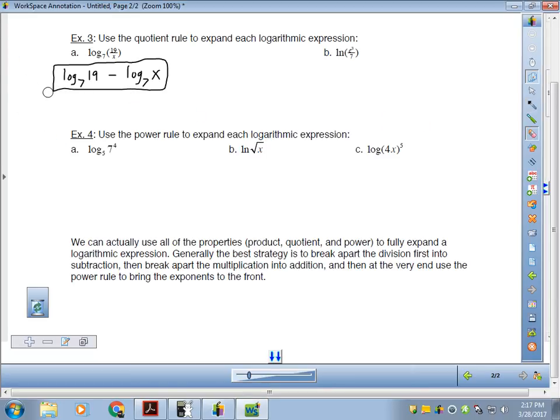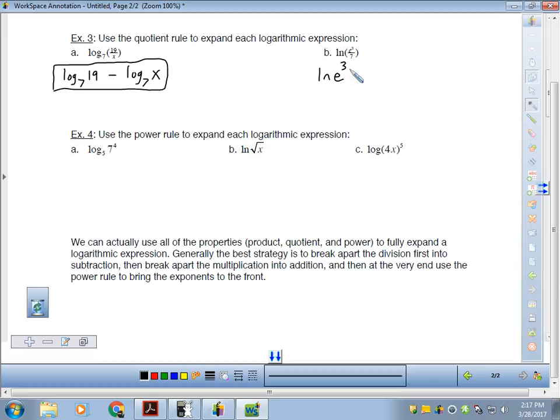All right, letter B, we have ln of e to the third over 7. So we can actually take that division and split it apart into a subtraction. So this is ln of e to the third minus ln of 7. Remember that an ln is a log base e. If you need to, you can go over here to the side and write it down. This is a log base e of e to the third. And since you have a log with a base e and an exponential with a base e, they can cancel out. So all that's left is the 3 minus the ln of 7. So that's how it would expand.